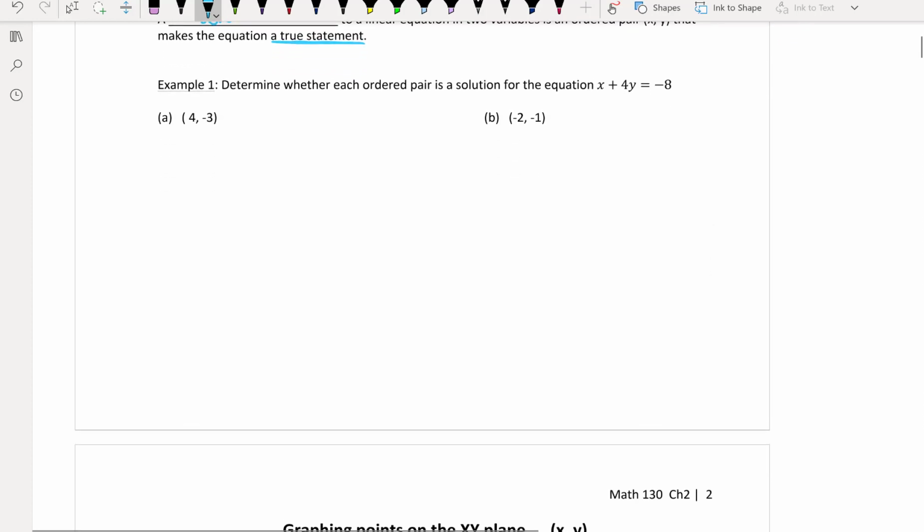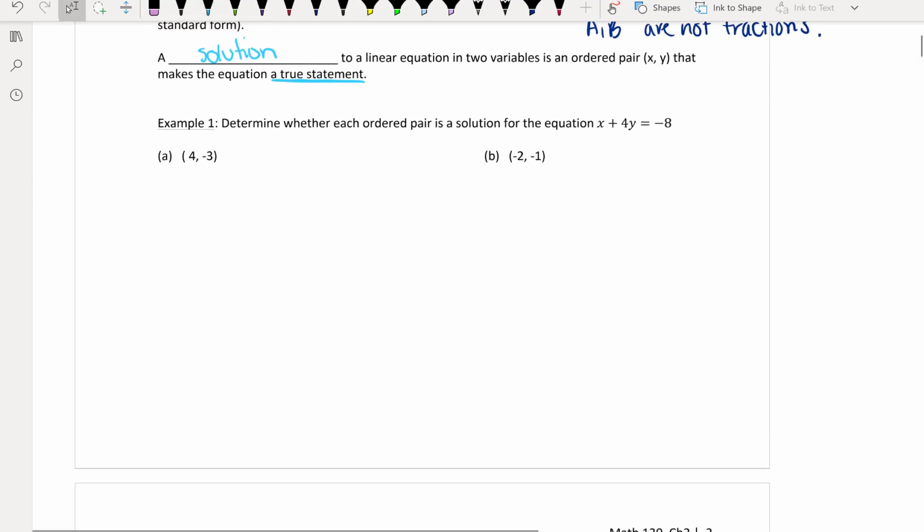Okay? So let's think about this. It says determine whether each ordered pair is a solution for the equation. So we want to know, does that point work? Does it make a true statement? You're going to have to determine whether it's true or false. Okay? Is it truth or is it a lie?